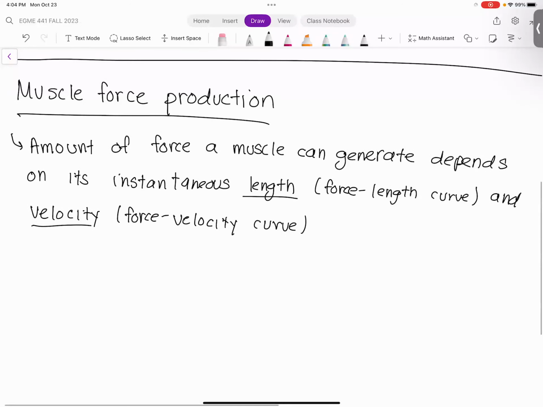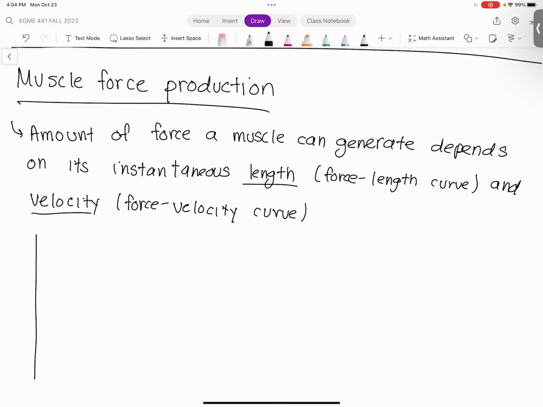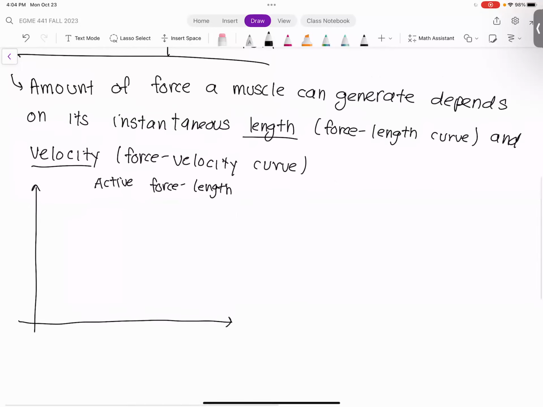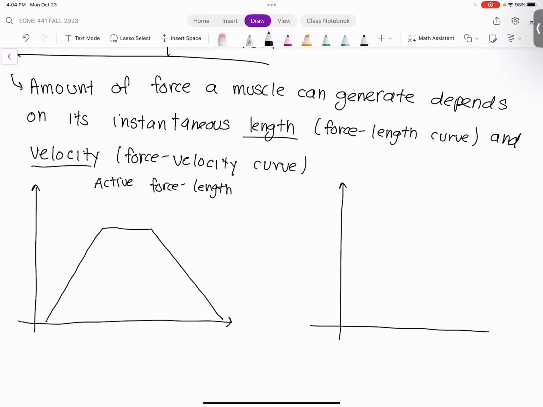Just to refresh your memory, we're not going to go through every detail of these curves again, but in general they look like this. For the force length curve, I'm going to stick to just the active force length curve. If you recall, it rises up, then there's a region where it plateaus, and then it comes down, so it's almost trapezoidal in shape. Whereas the force velocity curve looks something like this.